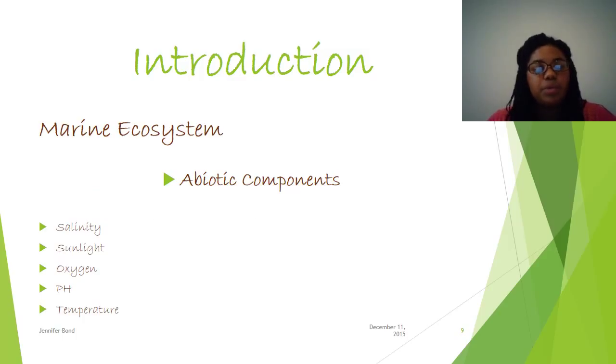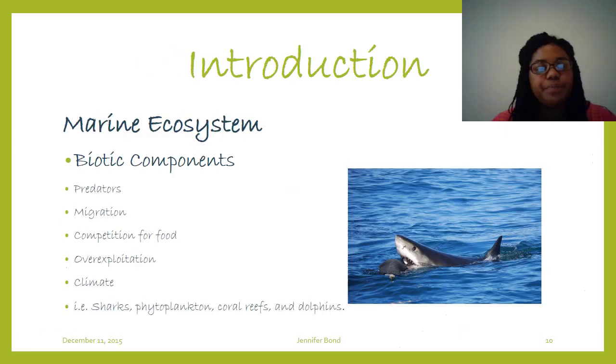Some abiotic components of the marine ecosystem are salinity, sunlight, oxygen, pH, and temperature. And some biotic components are predators, migration, competition for food, overexploitation, climate, and some example species are sharks, phytoplankton, coral reefs, and dolphins.